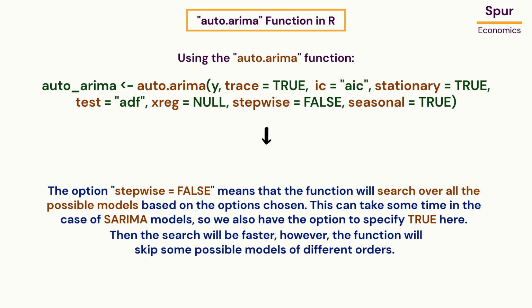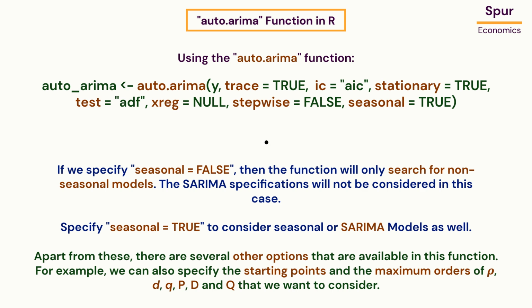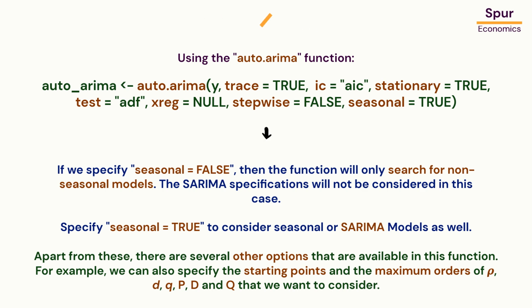the options chosen. This can take some time in the case of SARIMA models, so we also have the option to specify true here. Then the search will be faster; however, the function will skip some possible models of different orders. If we specify seasonal equal to false, then the function will only search for non-seasonal models. The SARIMA specifications will not be considered in this case. Apart from these, there are several other options available in this function. For example, we can also specify the starting points and the maximum orders of p, d, q, capital P, capital D, and capital Q that we want to consider.